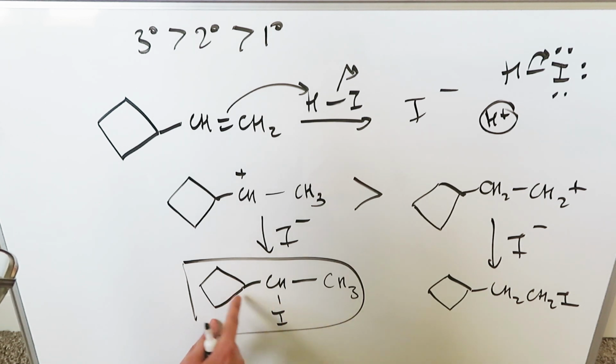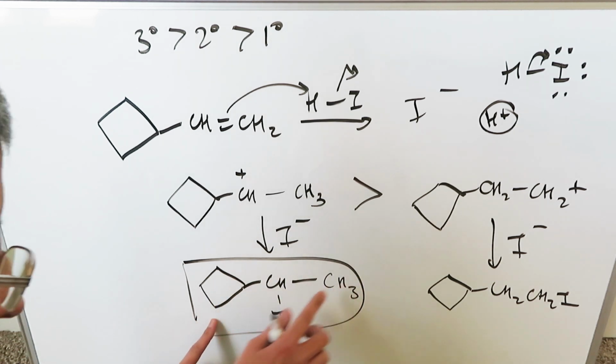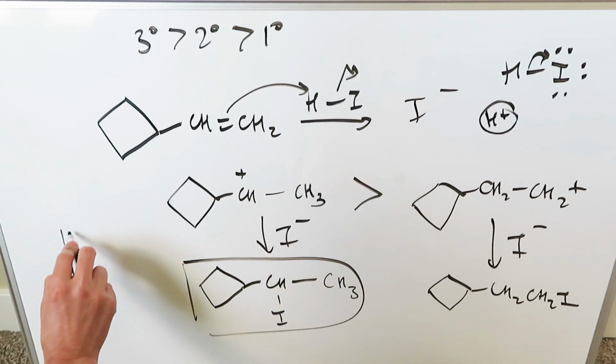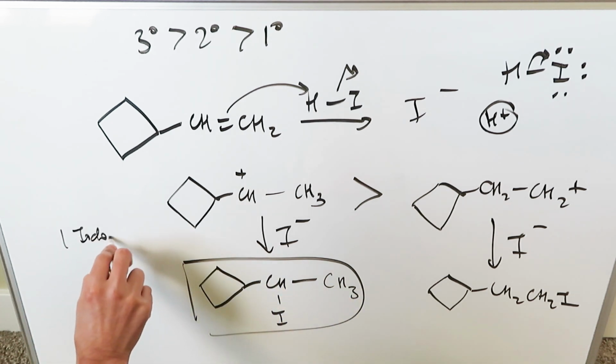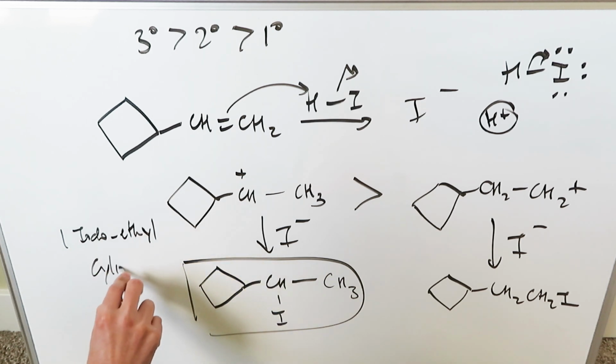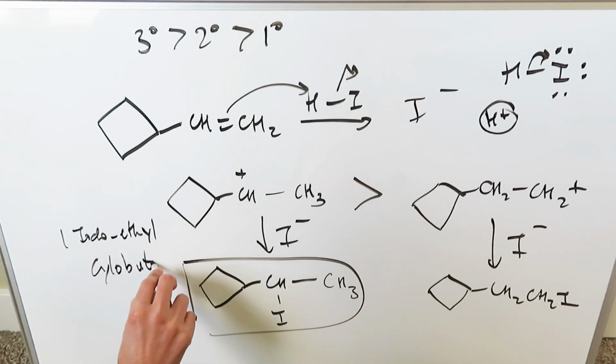You would call this, based now with the cyclobutane having the precedence and this having the secondary precedence. How would you name this? You have an ethyl attachment. You would say 1-iodoethyl cyclobutane. And that's how you can name it.